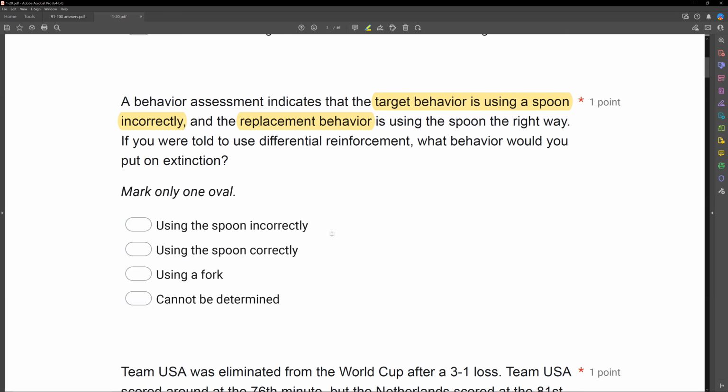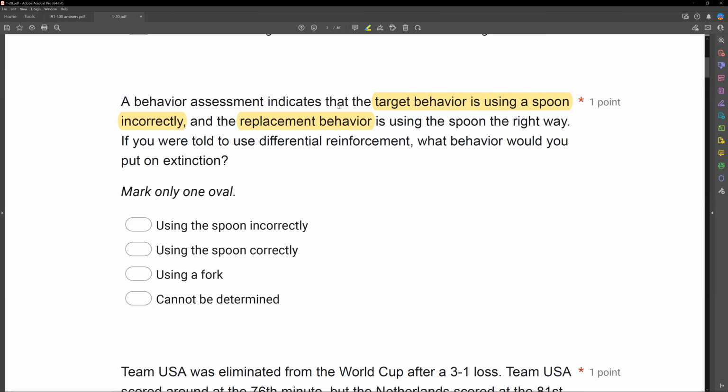So what behavior are you going to put on extinction? A, using the spoon incorrectly. Right. We want to reduce using the spoon incorrectly. So we're going to withhold reinforcement from using the spoon incorrectly. And we're going to reinforce what? Well, of course, using the spoon the right way. C, using a fork.